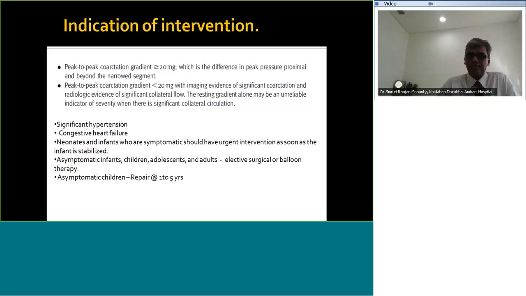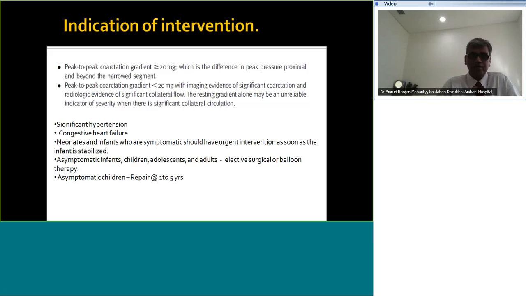the peak pressure between the proximal aorta and the distal aorta. So that means if you take the cuff pressure in the arm and the cuff pressure in the leg, if the peak-to-peak gradient is more than 20 millimeters, then there is an indication for intervention in these babies or children.